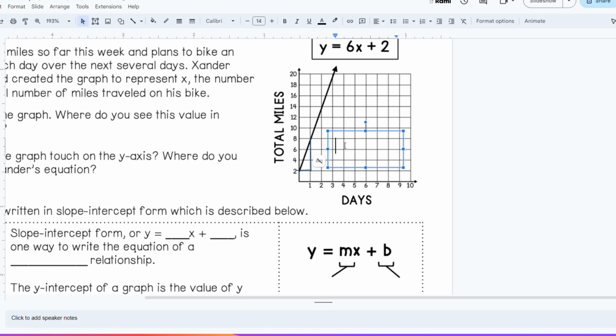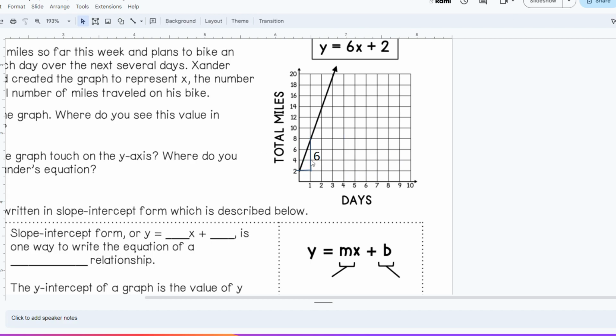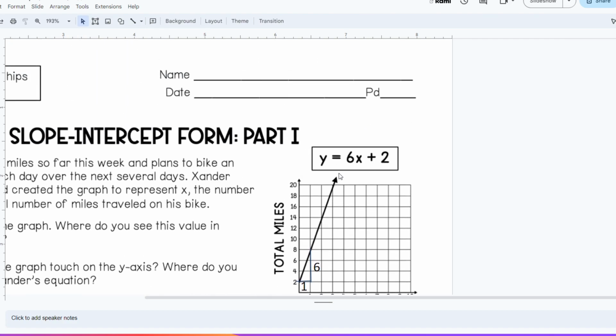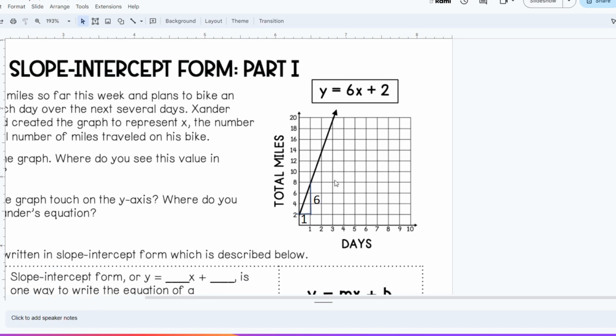That's why. All right. So it is 6 height, and it is 1 length. So you can see my slope is my rise over my run, so it is 6. If you look up here, 6 appears right before the x value. This is where my slope appears in an equation. 2 is where it crosses my y-axis. So you can see here, total miles, it crosses at the 2 point, and 2 appears right here in my equation.